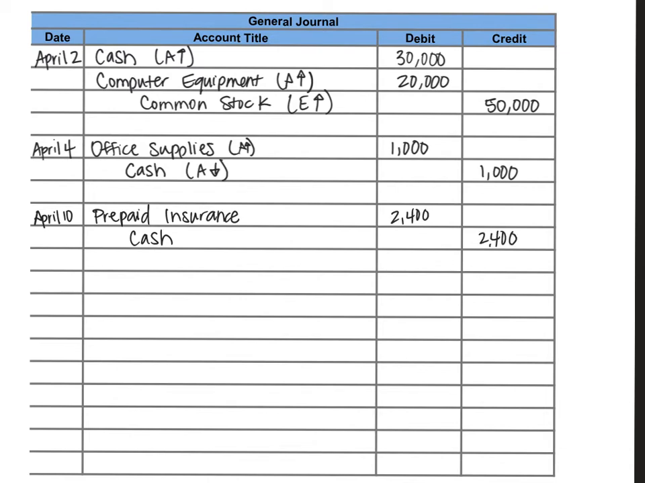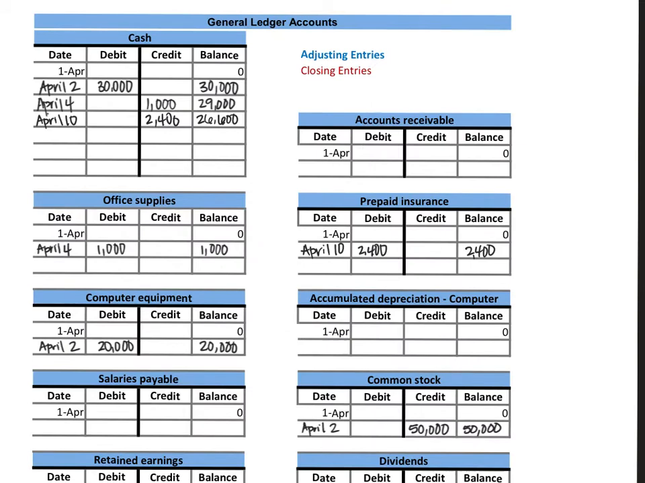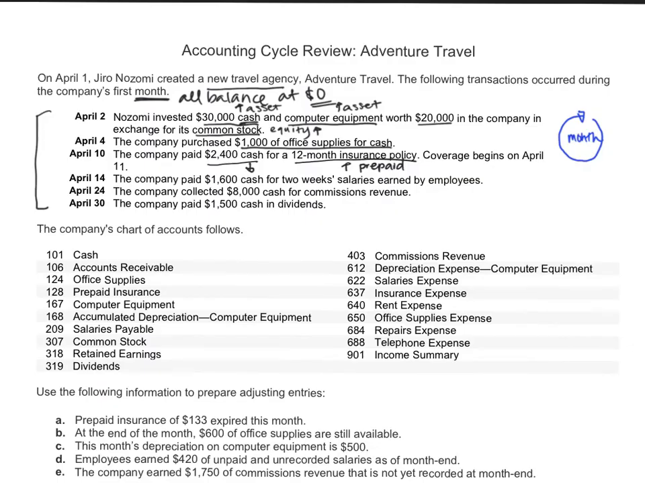I'm also going to need to put this into my ledger as well. All right, now I've brought this journal entry over. On April 10th, I see that my cash is going down by $2,400, and I have an updated balance there. And then I also now show prepaid insurance has a balance of $2,400, which will be used over the next 12 months.